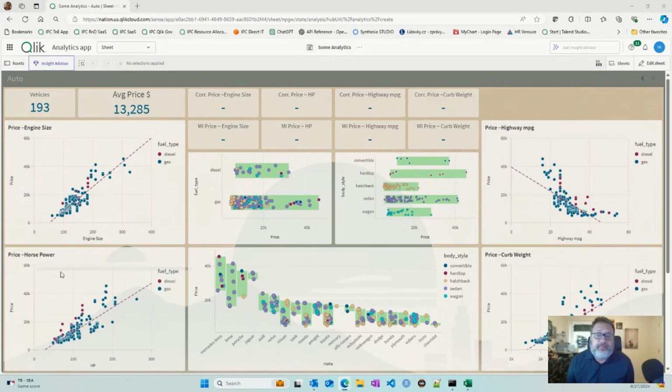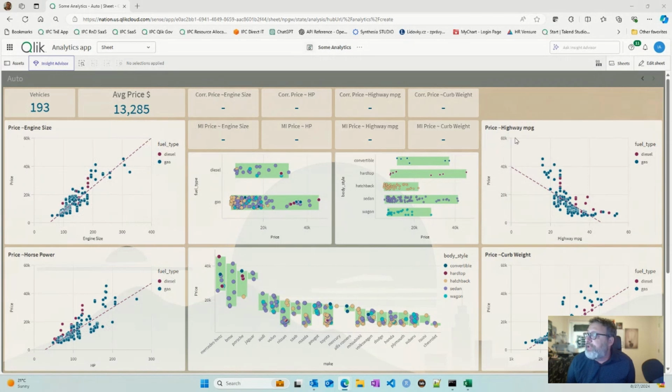How about horsepower? That's another measure of how fast or powerful the car is, and we know more powerful, faster cars are usually more expensive. So let's see. Also a pretty good linear relationship, not as good as the engine size, at least visually. This dashed line here is our linear regression line. So the closer the dots are to the line, the more linear the relationship is.